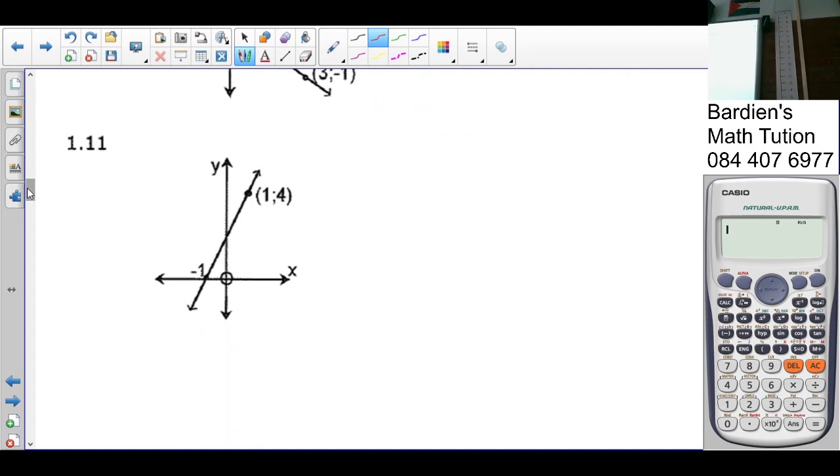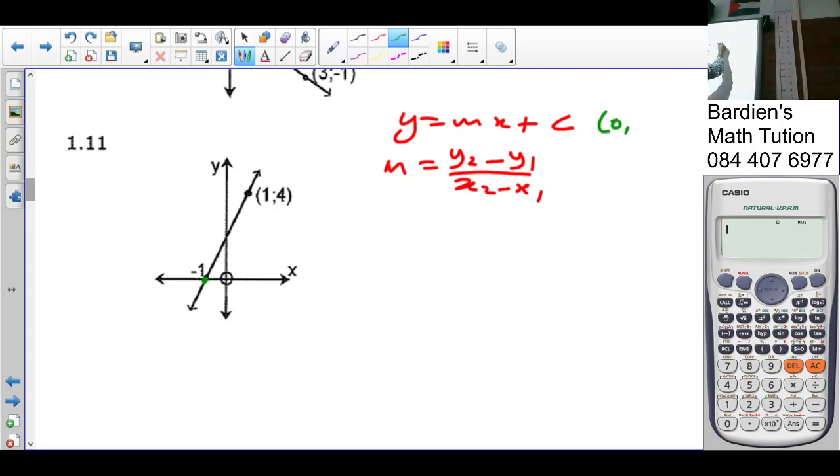1.11. Again, y is equal to mx plus c. I'm doing it because that's odd. Y is equal to mx plus c. The gradient is y2 minus y1 over x2 minus x1. Okay? If I make this, what's the coordinate here? 0 and... No. Negative 1 and 0.